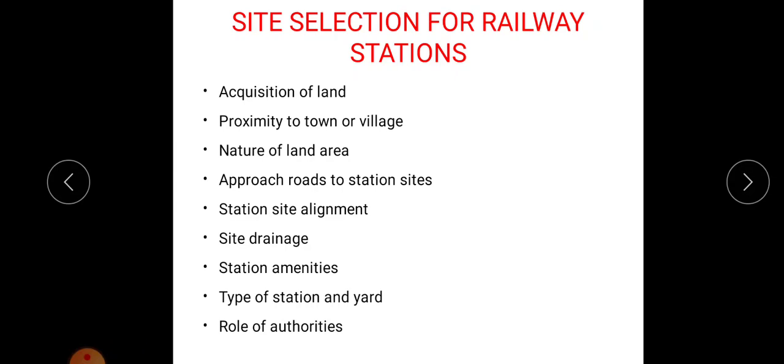Then the fifth one is station site alignment. The station site should never be located on curves. Also, it should not be near a curve. That is the station site alignment. It should not be on a curve, and preferably it should not be near a curve. That's one of the important factors while considering the alignment of the ground.